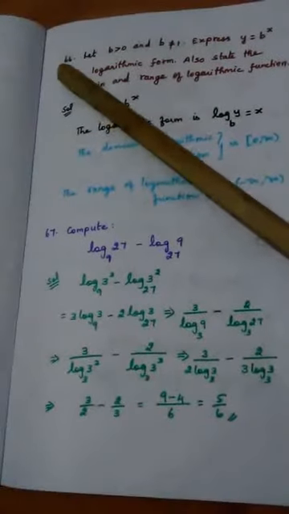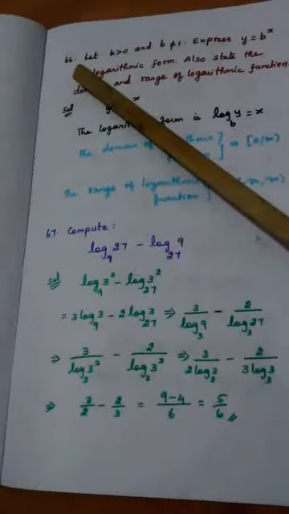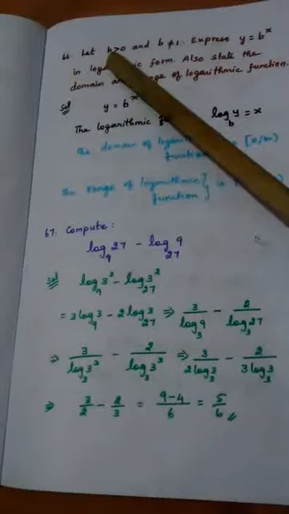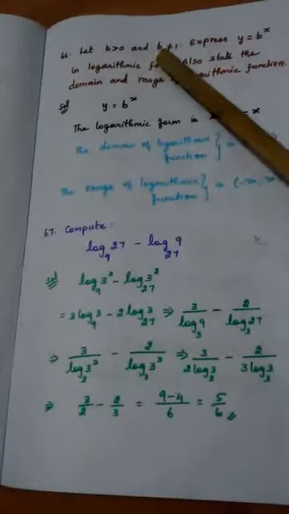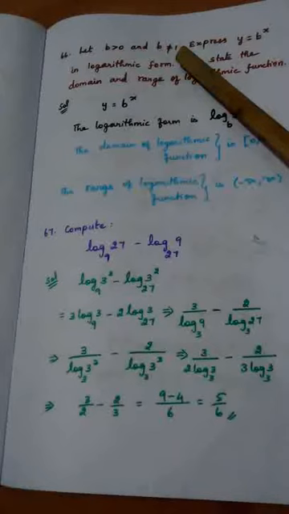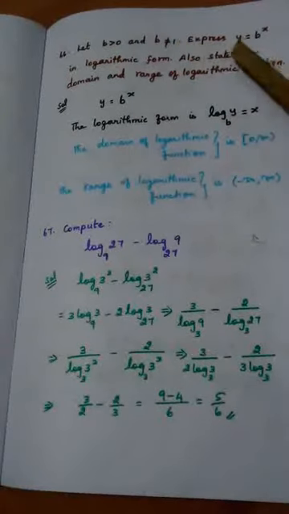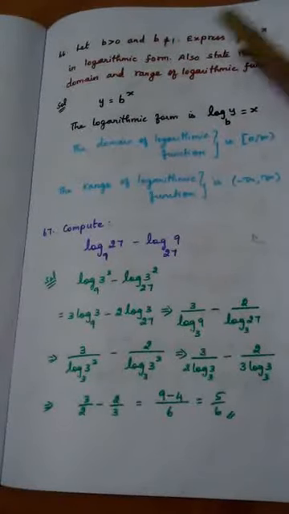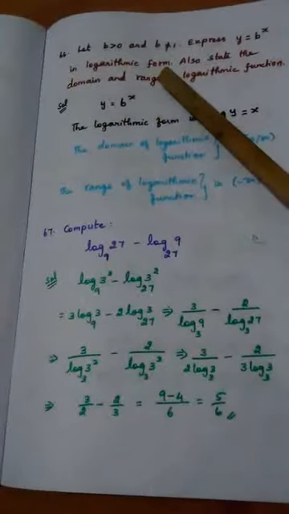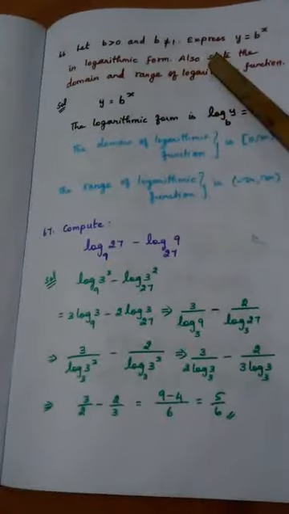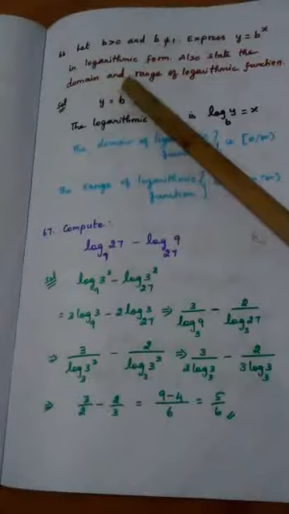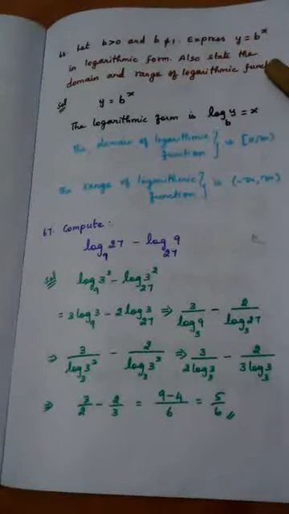Problem number 66. The question is this: let b greater than 0 and b not equal to 1. Express y is equal to b power x in logarithmic form. Also state the domain and range of logarithmic function.